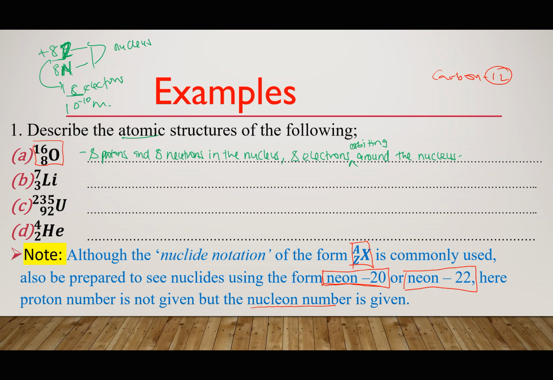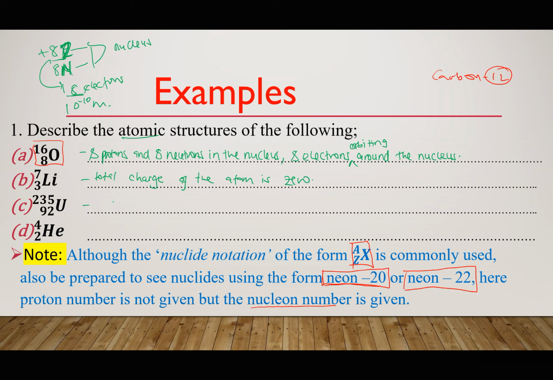That's number two. Because I've mentioned 8 protons and 8 electrons, I have the right to say that the total charge of the atom is 0.